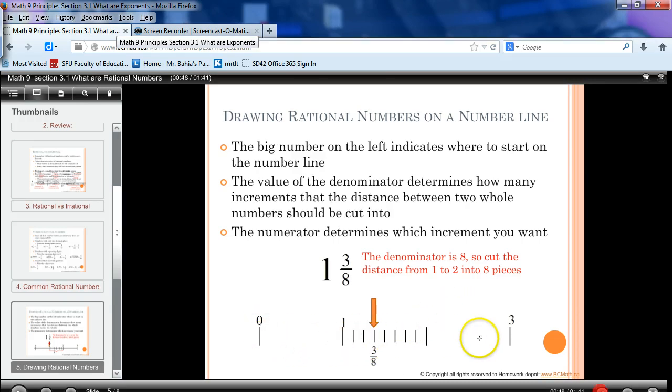I'd fill the whole thing in as well. But yeah, what I would jot down is what I just explained there. To show 1 and 3/8, you draw a number line, split it up into whatever the denominator is, and then count to where the numerator is, and that's where the location is going to be. So if you could jot down that example fully to show how to do 1 and 3/8.